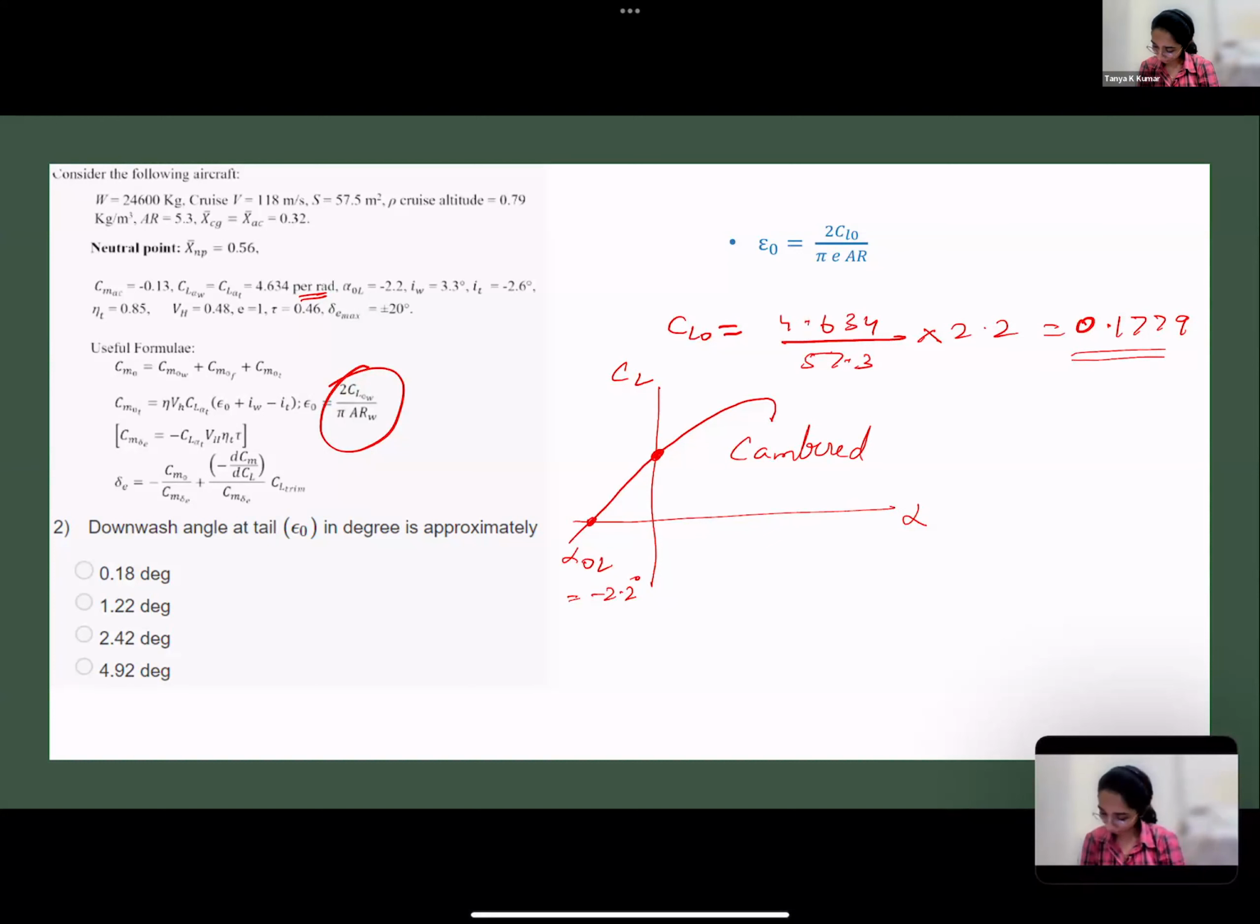Okay, so now let's go ahead with finding epsilon naught now that you know CL naught. So epsilon naught is 2 into 0.1779 by pi. E is 1. What is the aspect ratio? The aspect ratio was given, right? I remember reading it. Yes, 5.3. So let's just calculate this value quickly.